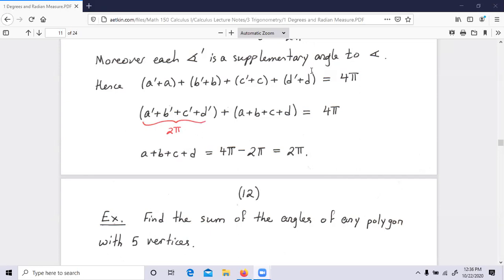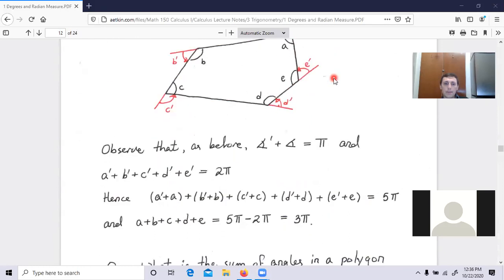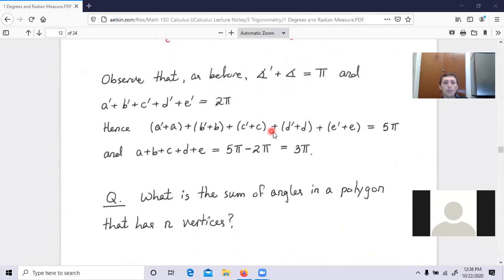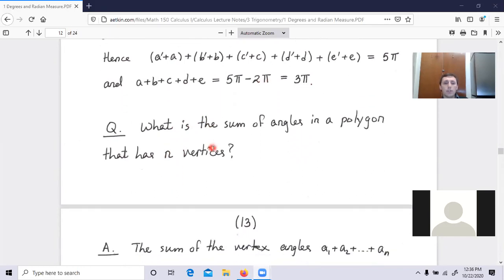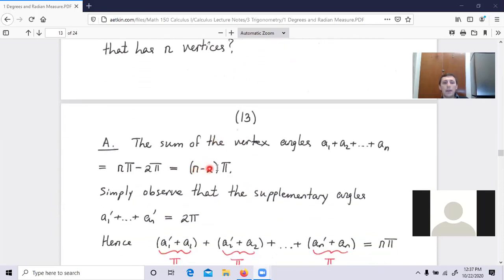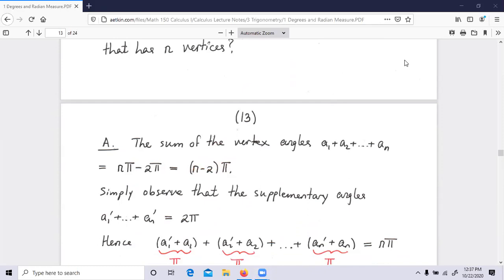Wonderful. You understand, guys? Isn't it easy? We figured out how to calculate the sum of inner angles for all polygons. Here is a picture. You carry out the same thing, and you get 3 pi. And in general, if the polygon has n vertices, where n is bigger than or equal to 3, the sum will be n minus 2 times pi. It's always the number of angles minus 2 multiplied by pi.